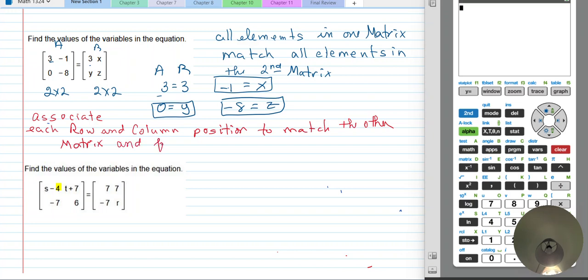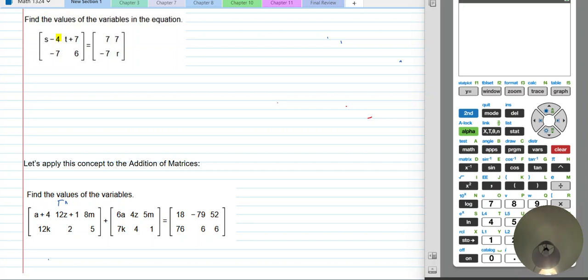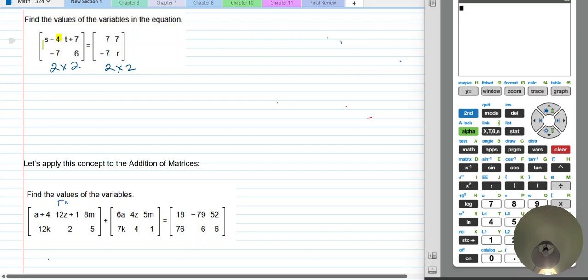And find missing equal values. Very easy, but it can get more complicated as we go by because we want to make sure we understand what is going on. So here in this one, we have a 2 by 2, and this is a 2 by 2. So as I study this, I know then that this term and this term must equal.